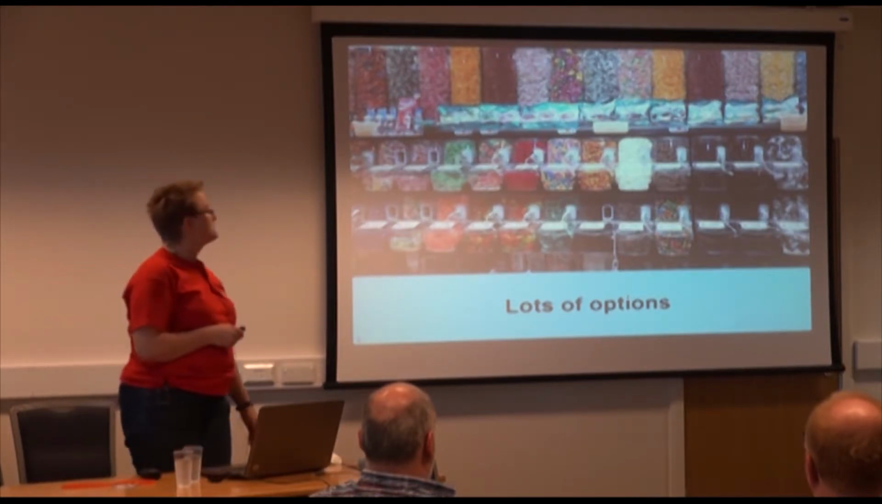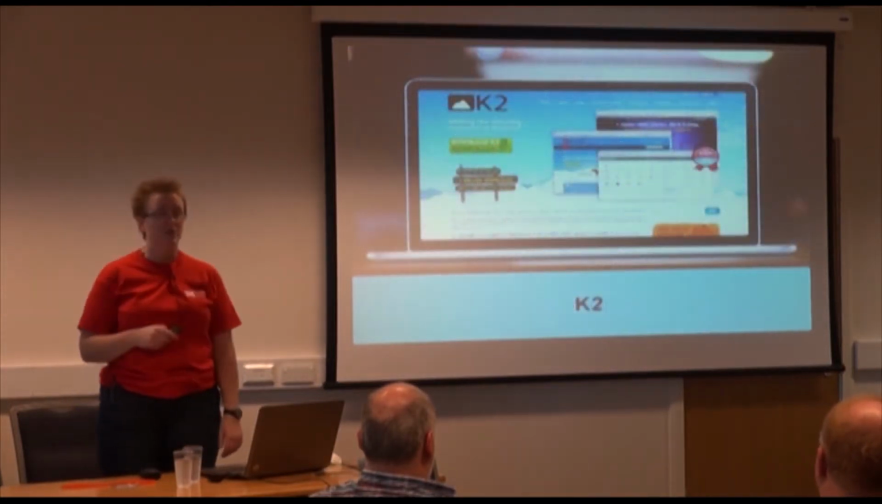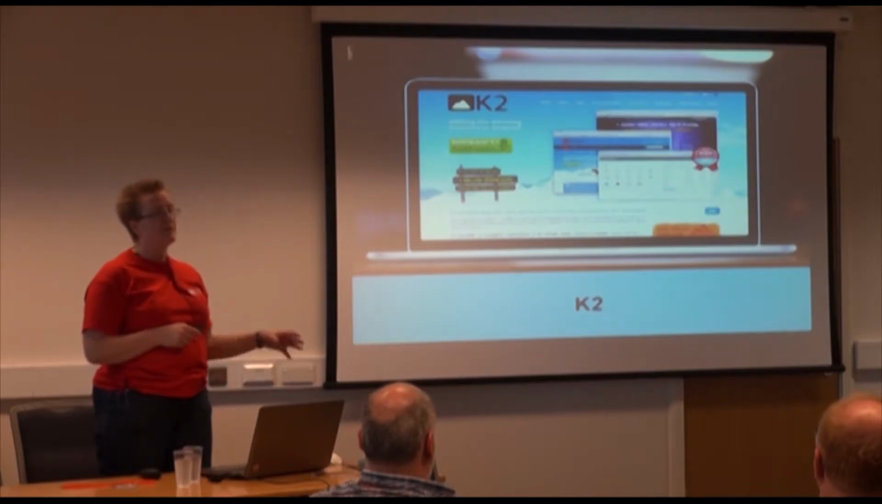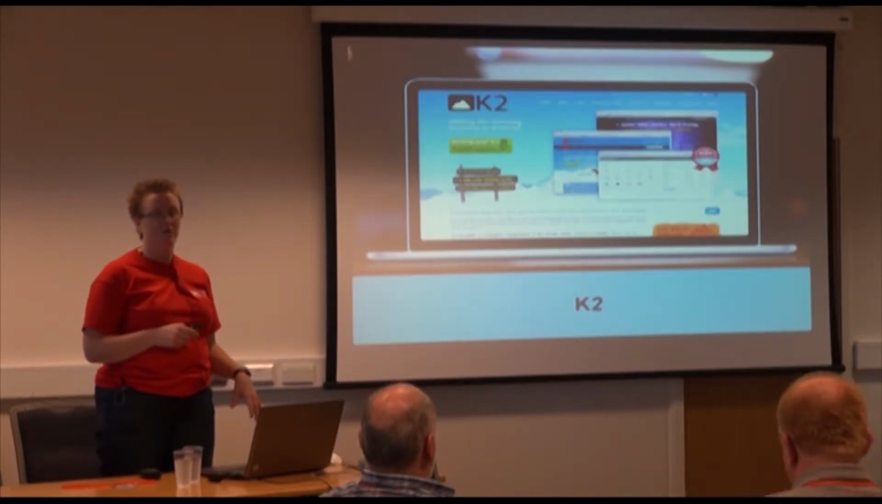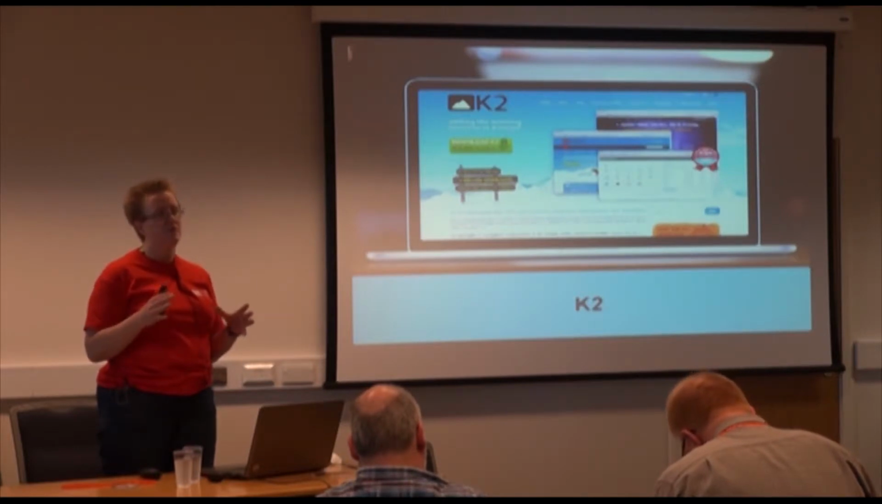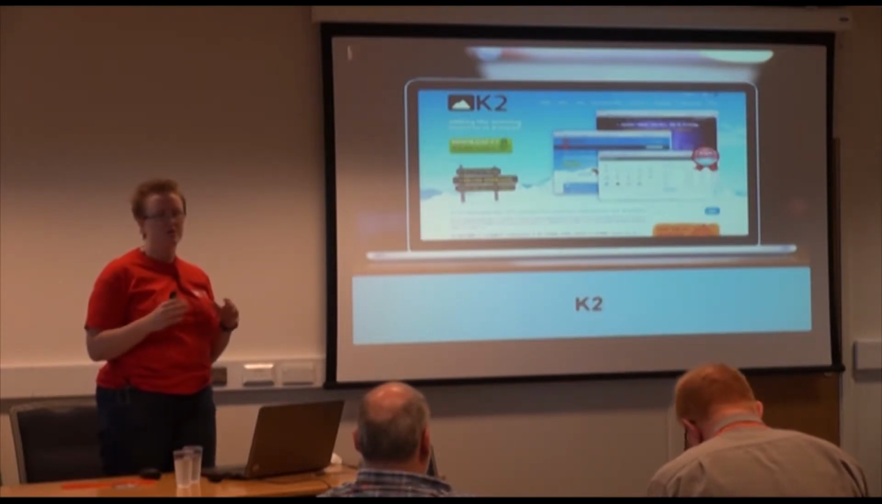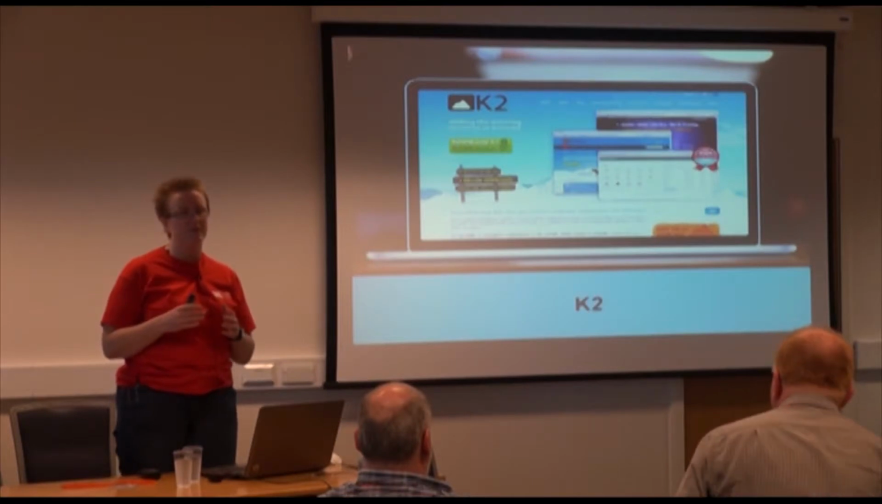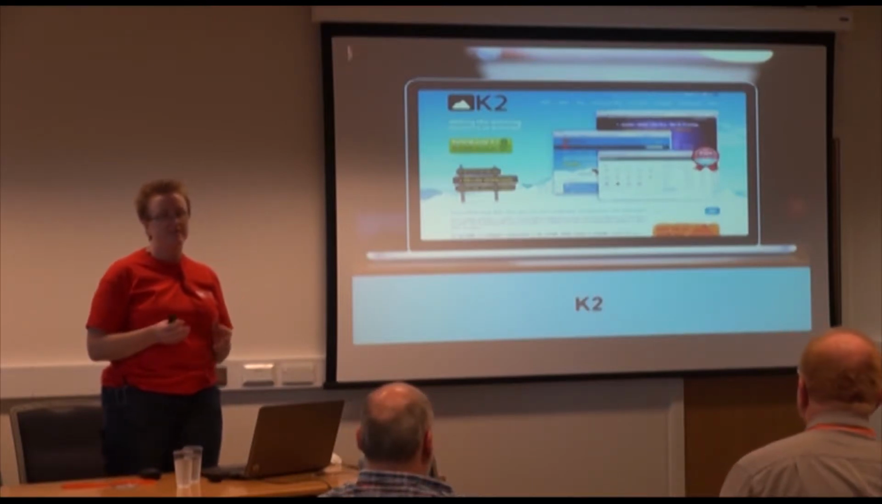So one of the options that we have in Joomla is called K2. K2 is probably the easiest one to get your feet wet with. It's very similar in terms of the layout to Joomla. So the article management system is very similar. Your categories are very similar.